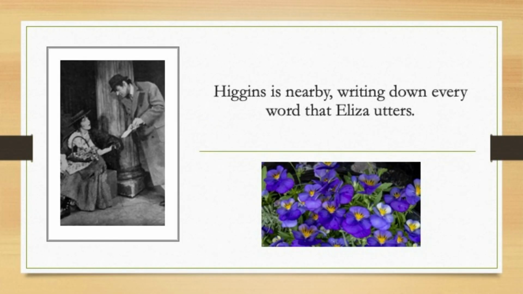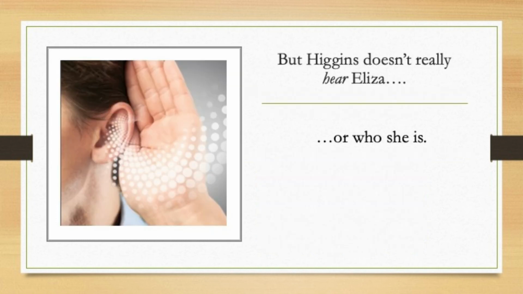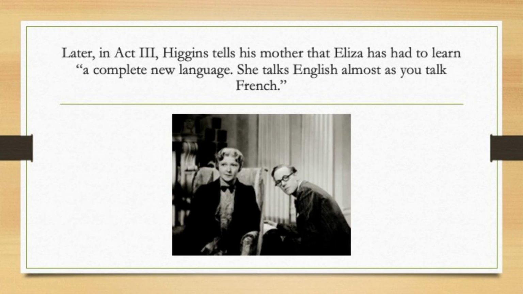Meanwhile, Henry Higgins is sitting nearby, listening carefully to Eliza and writing down every word she utters. But he doesn't really hear Eliza or who she is. Later, in Act 3, Higgins tells his mother that Eliza had to learn a complete new language. She talks English almost as you talk French. But if you picture an ESL student trying to use conditionals and subjunctives, you'll see that Henry has never made a serious effort to listen to Eliza.